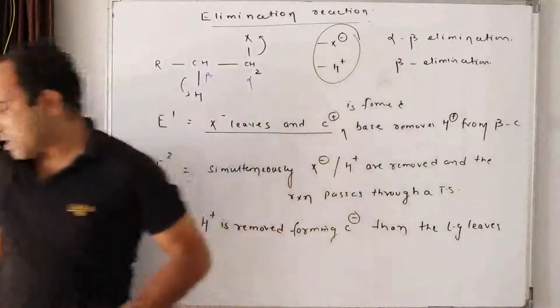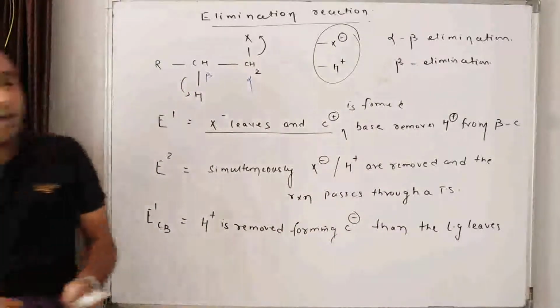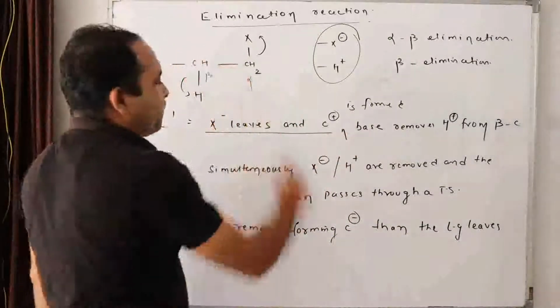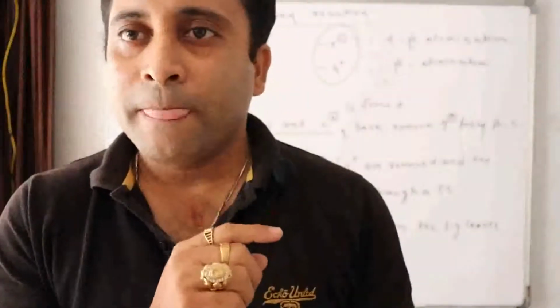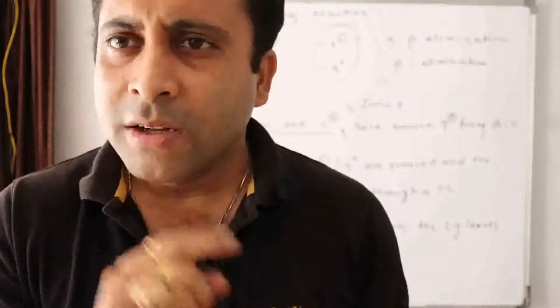Therefore we say it is alpha beta elimination. Let us go for the next discussion. To remove this H plus from the beta carbon, we need a base. Now the question comes to you, sir, doesn't that base go for a nucleophilic substitution reaction? Yes.